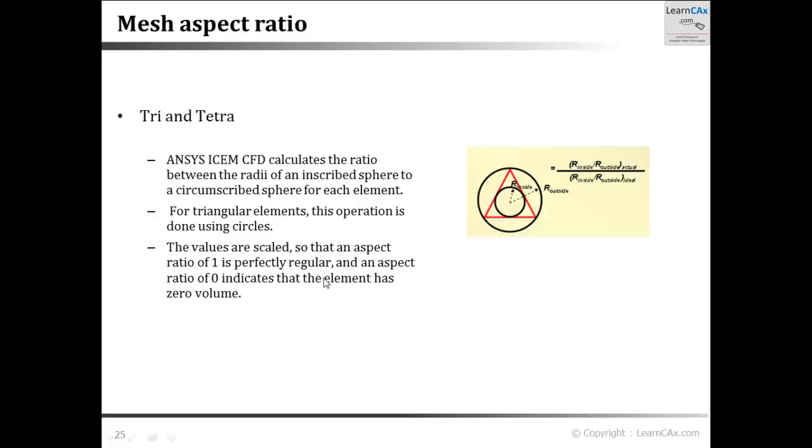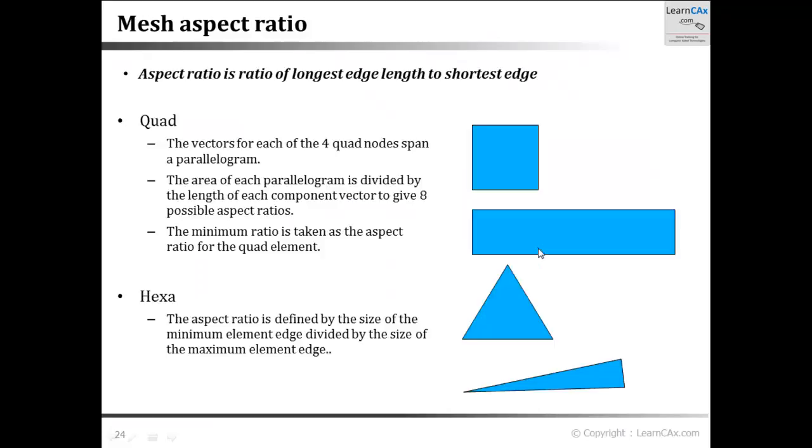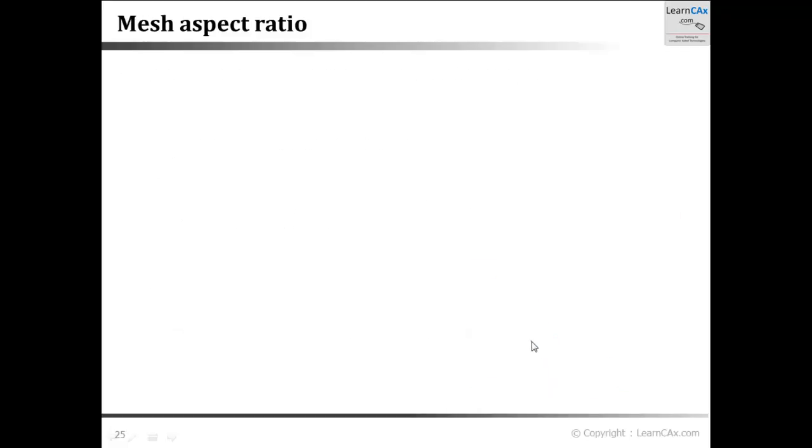And these values are scaled so that 1 refers to a perfect element, whereas 0 refers to a zero volume element, which is stretched to an indefinite extent. For example, if we stretch this particular triangle to a very large extent, it will actually end up having zero volume. So that is the worst cell, or worst aspect ratio cell.